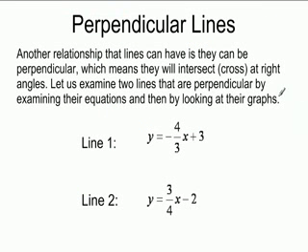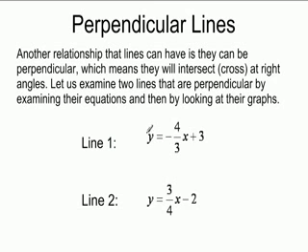Now, let's talk about perpendicular lines. We now know that to be parallel, they have to have the same slope. Well, in perpendicular lines, let's talk about these. Another relationship that lines can have is that they can be perpendicular, which means they will intersect or cross at a right angle.